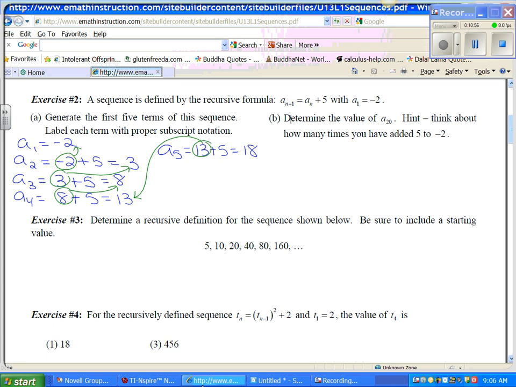All right, so let's say I wanted to find a sub 20. Am I going to go all the way through this? No, there has to be an easier way, right? So I want you to think about this. I know what my first term is. I know I'm starting at a value of -2, right? What do you notice about my sequence here?